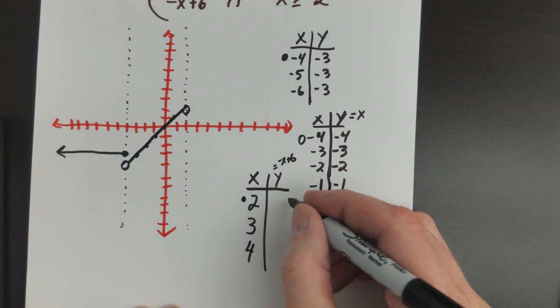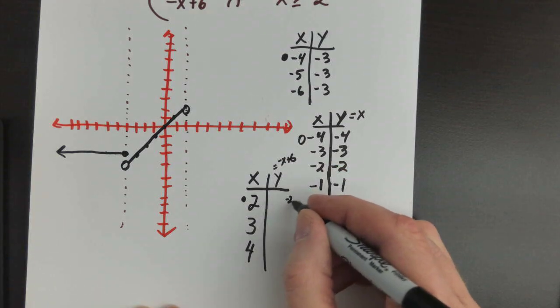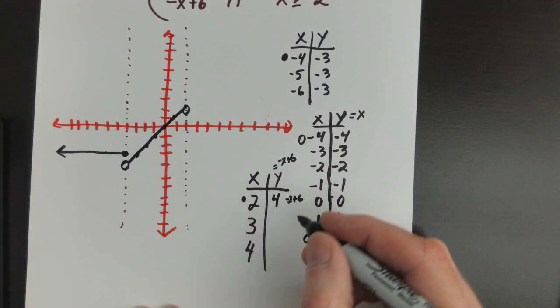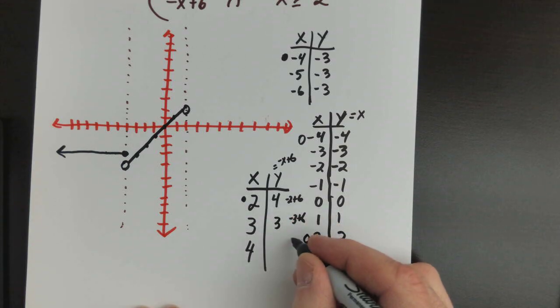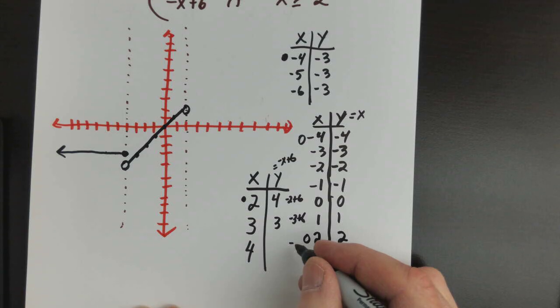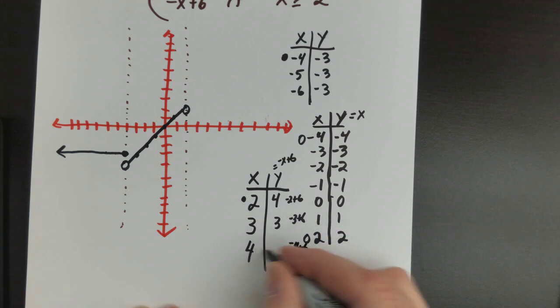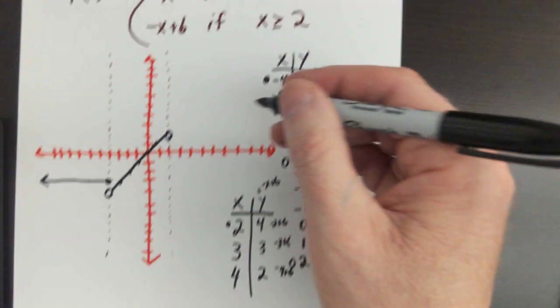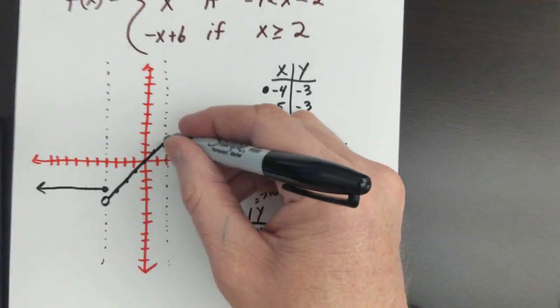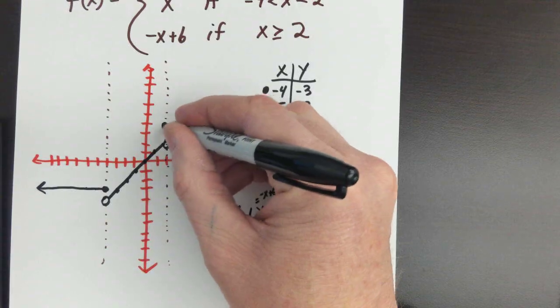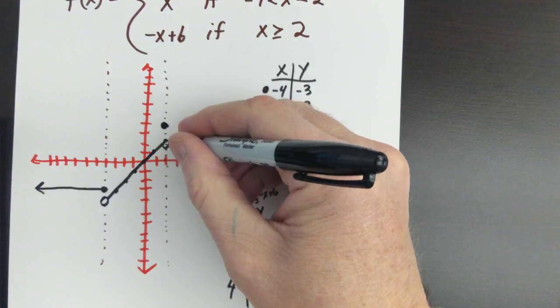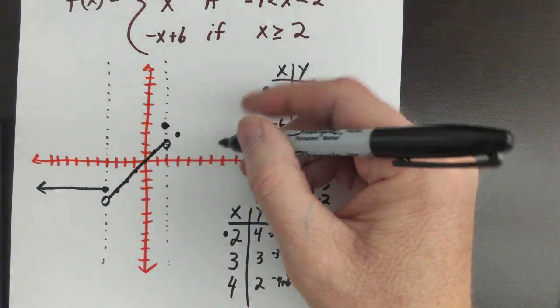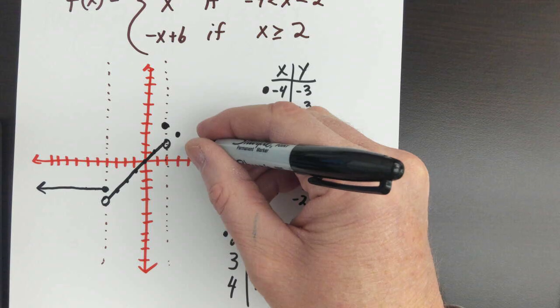Now negative x plus 6, so negative 2 plus 6 is 4. Negative 3 plus 6 is 3. And negative 4 plus 6, lost my train of thought there for a second, is 2. So 2, 4 is right there. There's 2, 4. 3, 3 is right here. 4, 2 is right here.